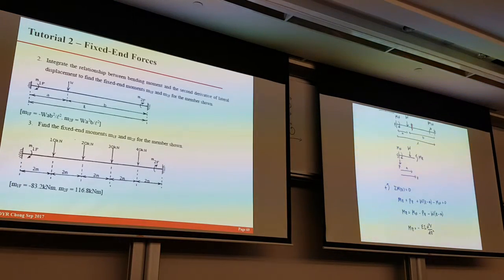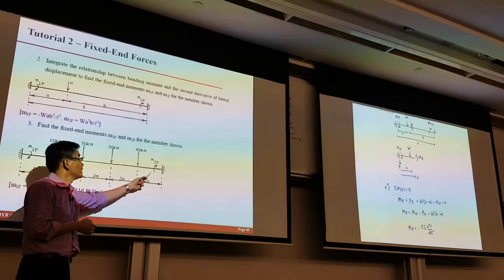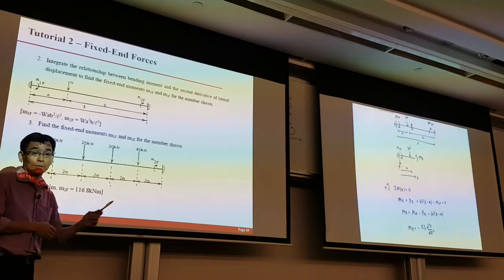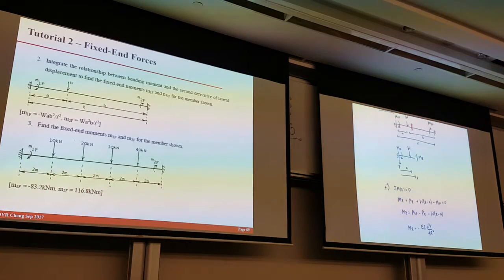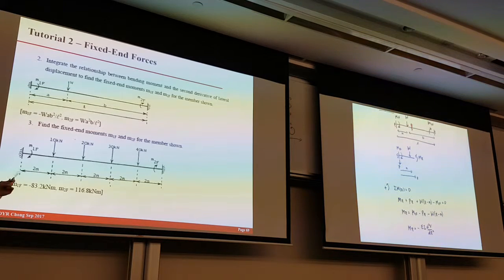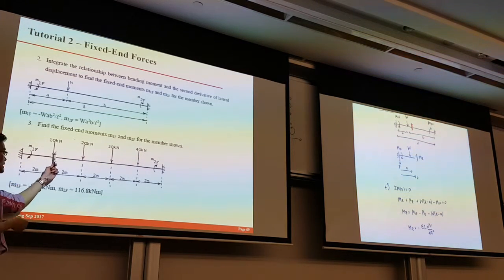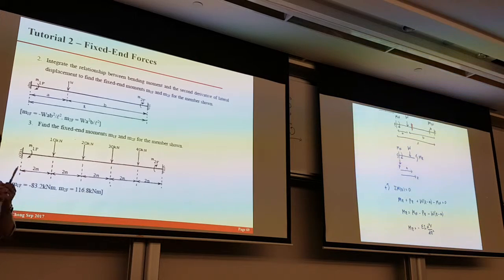Okay, so what is question 3? Question 3 is to say that we want you to find out what are the fixed end moments M1F and M2F for the entire member shown. So of course this particular case is actually much more complicated, right, compared to the earlier cases. But the thing is that if you are able to actually analyze them individually, then you add them together, you'll be able to do so.